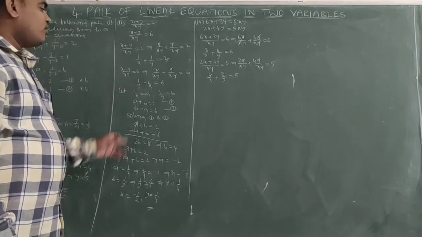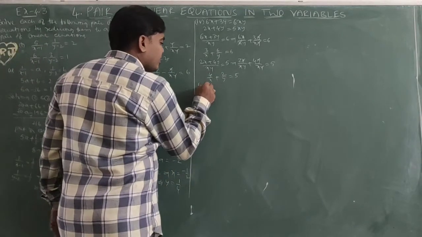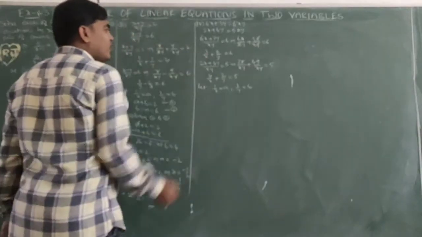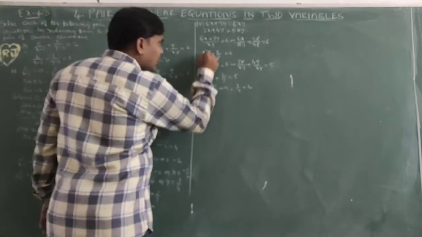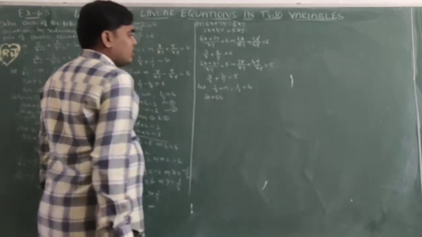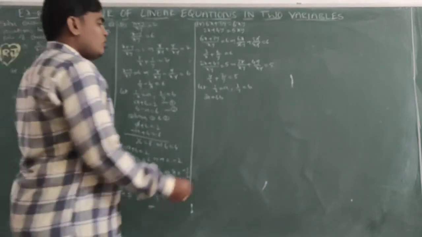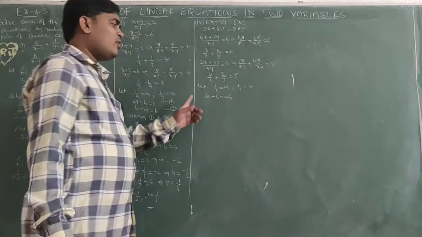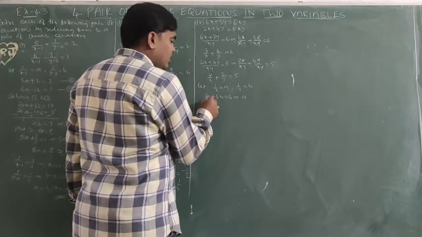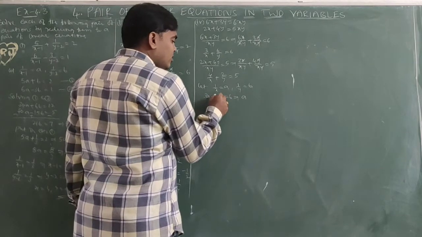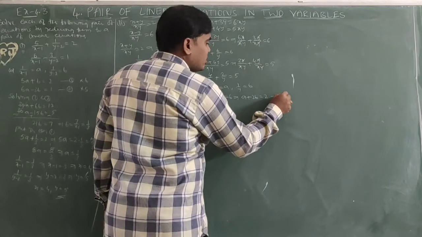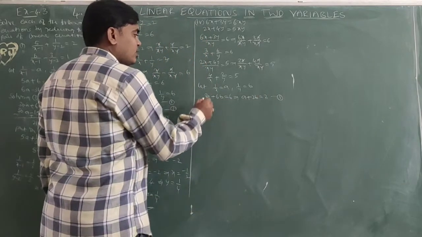So, same thing. Let 1 by x equal to a, and 1 by y equal to b. Then 3 by x plus 6 by y equal to 6 becomes 3a plus 6b equal to 6. Observe all are multiples of 3, so divide by 3: 3a by 3 is a, 6b by 3 is 2b, 6 by 3 is 2. Equation number 1.